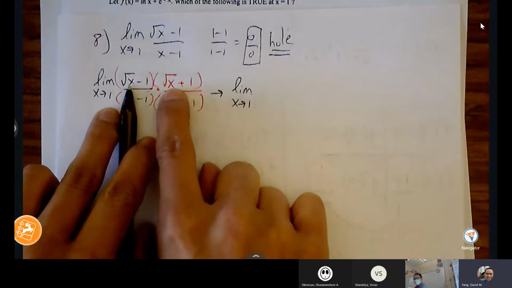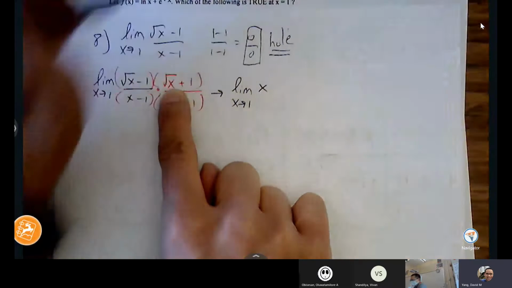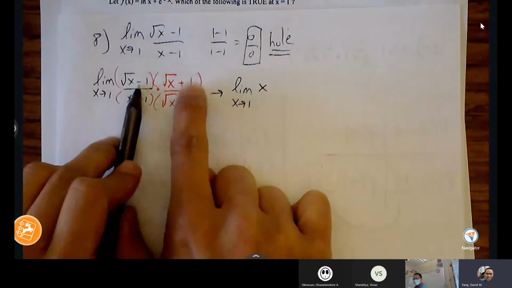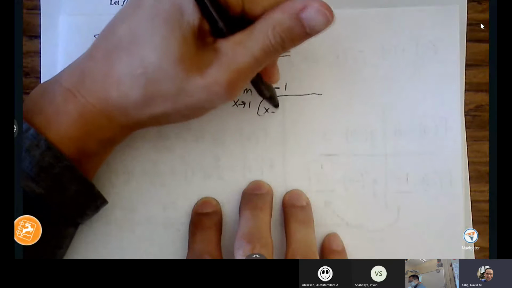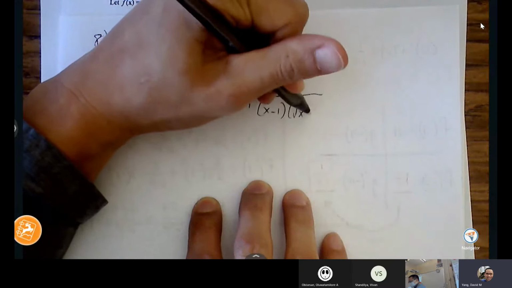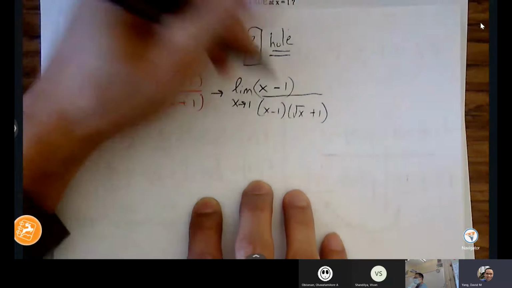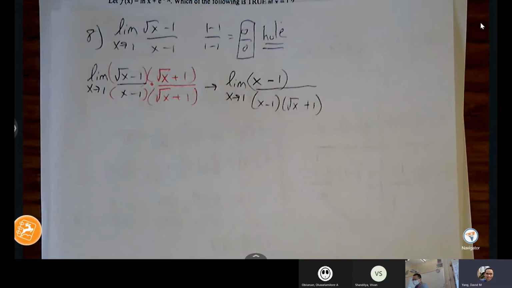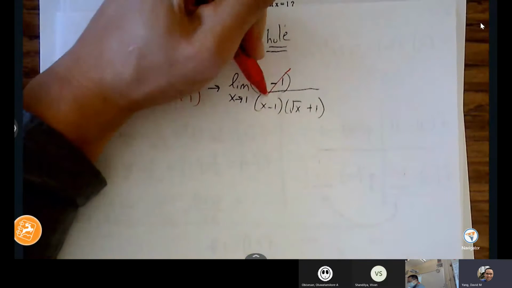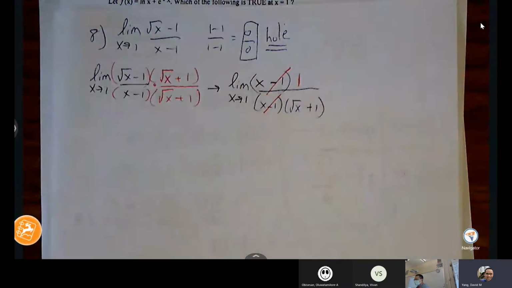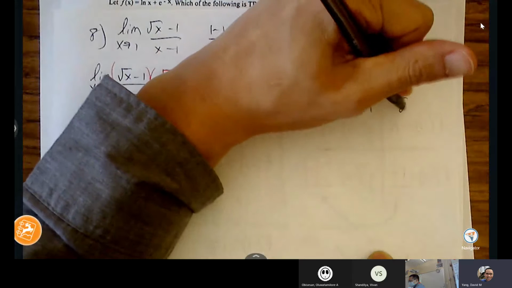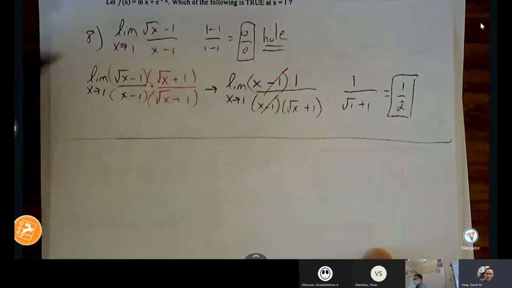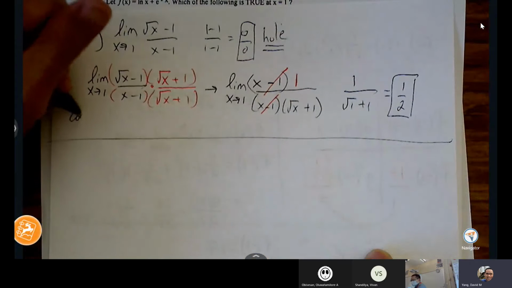Okay, so expand. Root x times root x is just going to be x. Middle terms drop out. Negative 1 times 1 is minus 1. Factors cancel out. We reevaluate, and we get 1 over square root of 1 plus 1, which is 2, so 1/2. Okay, so that's one method to do it.